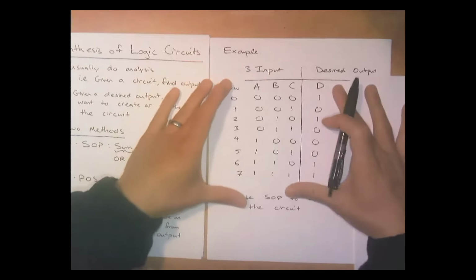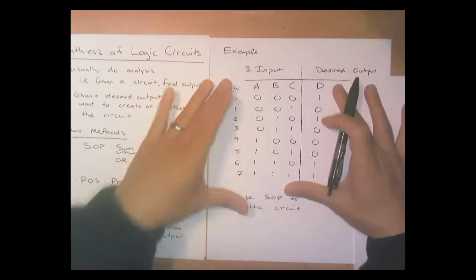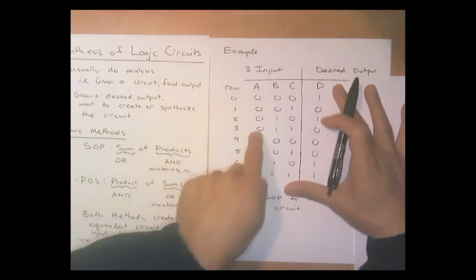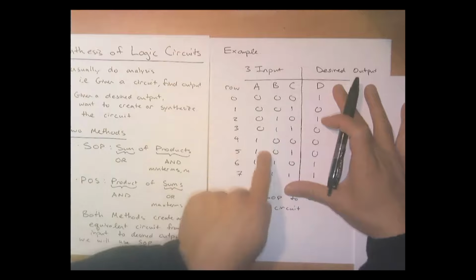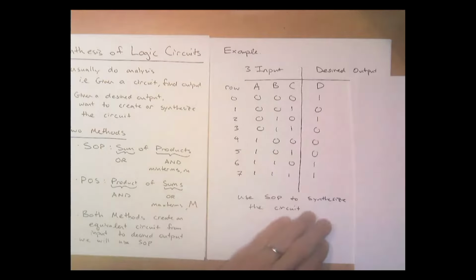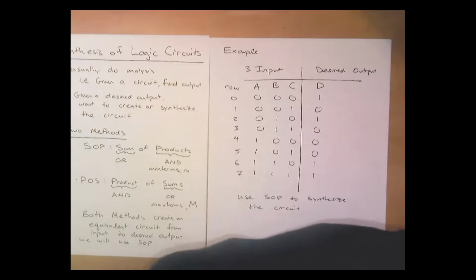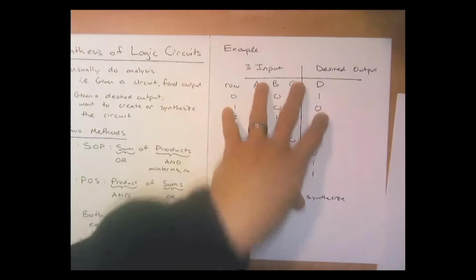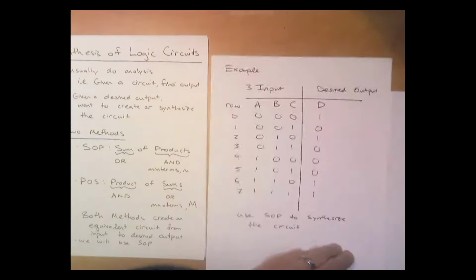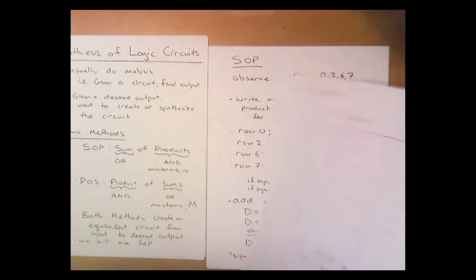So we want to build a bunch of logic gates in such a way that if I were to give any of these combinations of input, I would get that desired output. So let's look at the rules, and then we'll apply our rules to this specific truth table and see if we can come up with a circuit.